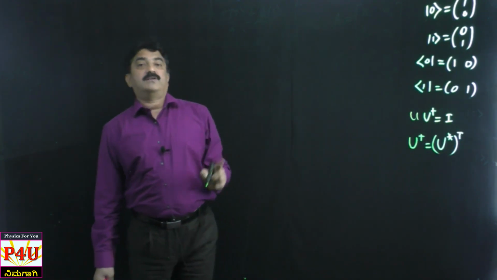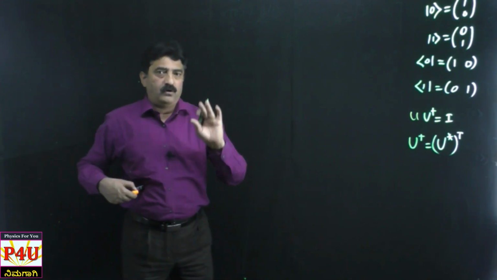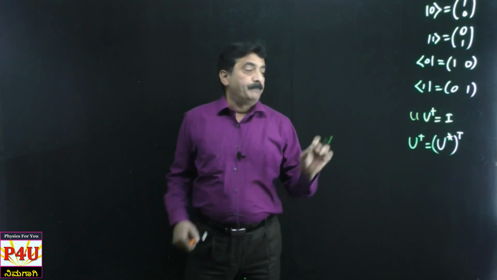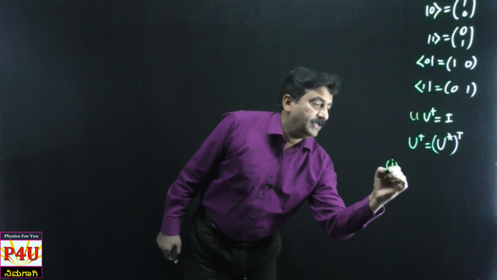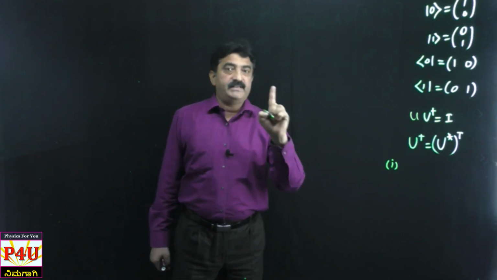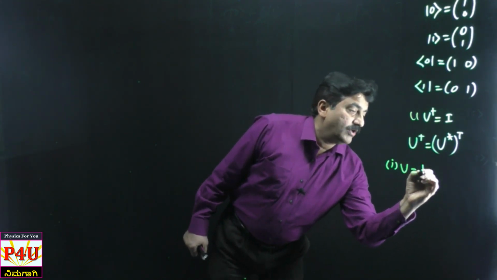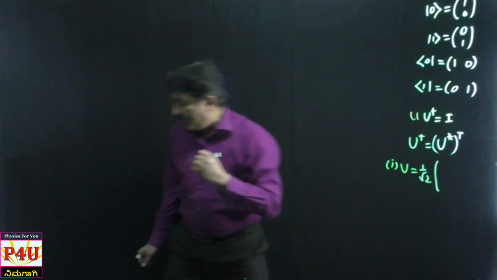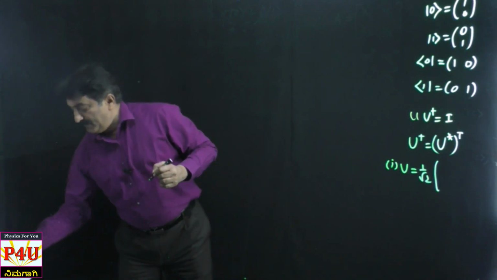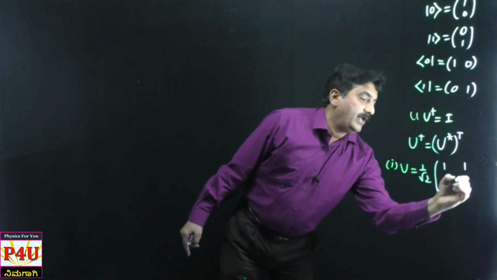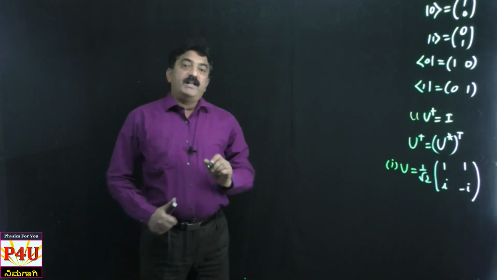I already explained what a complex conjugate is and how to find the transpose, so let us not repeat it again and again. You know by now how to find the Hermitian. Now let us try one or two examples for this. Let me try the first example. Let us check whether this matrix is unitary or not. I consider the matrix 1 by root 2 into, let me take, 1 plus i, minus i, 1 plus i, minus i. Let us check whether this is a unitary matrix or not.